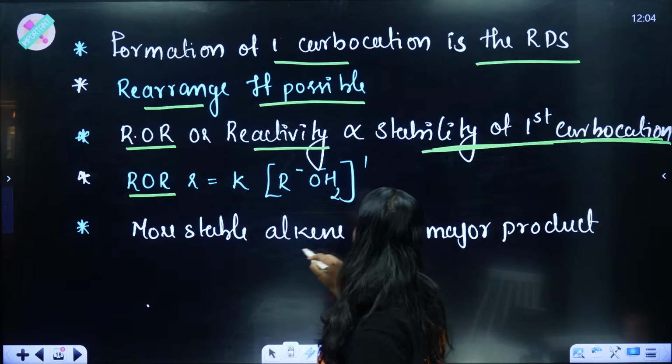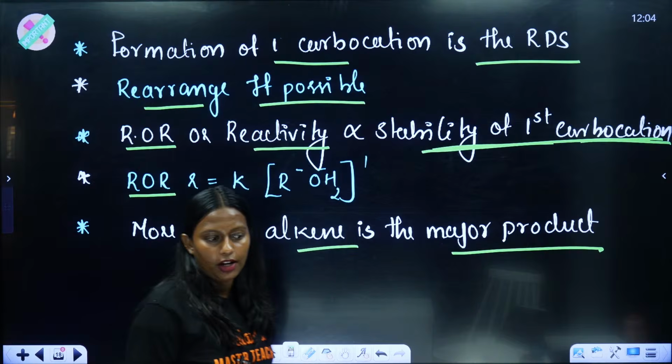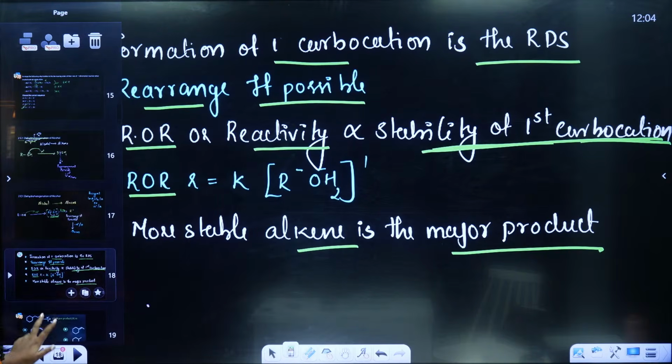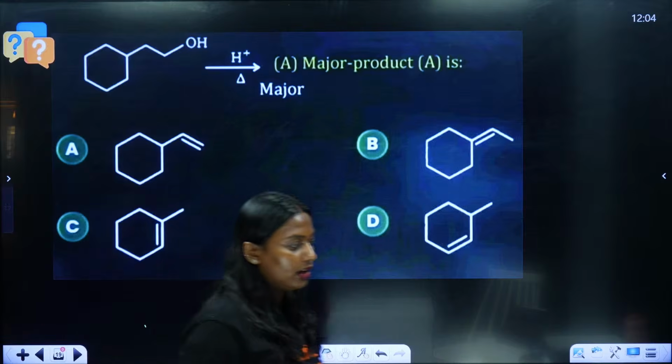So the more stable alkene is the major product. Obviously, the more stable alkene is the major product only. Then I will give you a question, try that. I will give you one question, you can try one question.